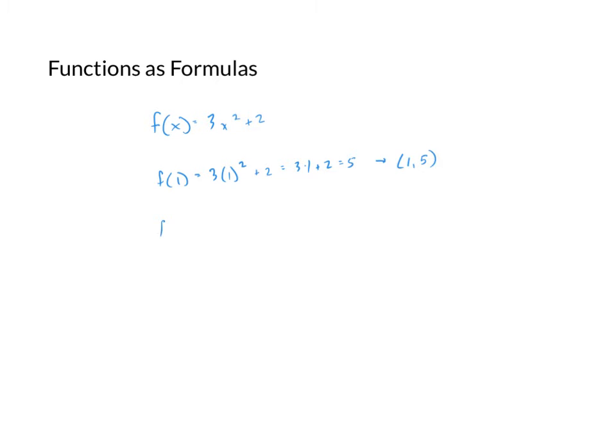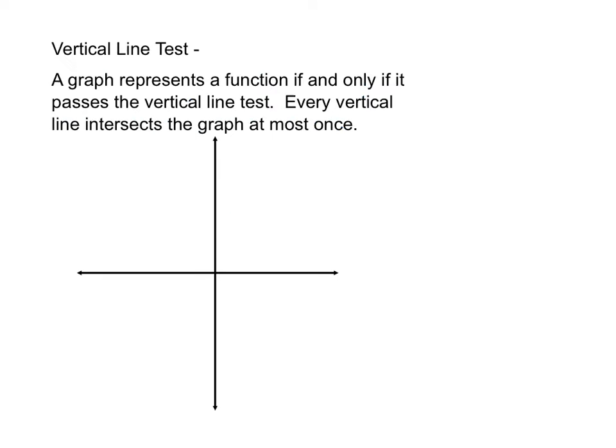We can evaluate this at a negative number. Let's say we substitute in negative 2. 3 times negative 2 squared, add 2. I square negative 2, I get a positive 4. 3 times 4 is 12, plus 2 is 14. And so on that graph, we would have the point -2, 14.